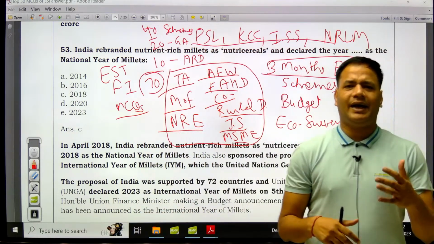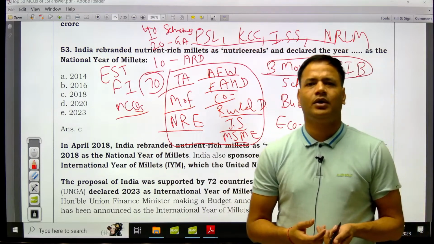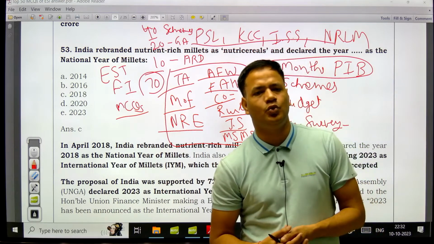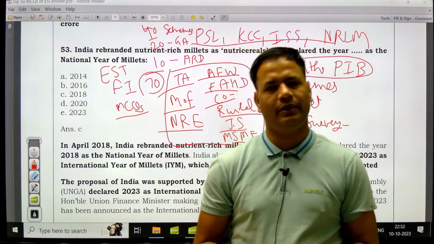In GA, they generally ask mixed questions from all the topics. They can ask from any topic. So I will advise you to study at least 2 months. That will be enough for the GA.